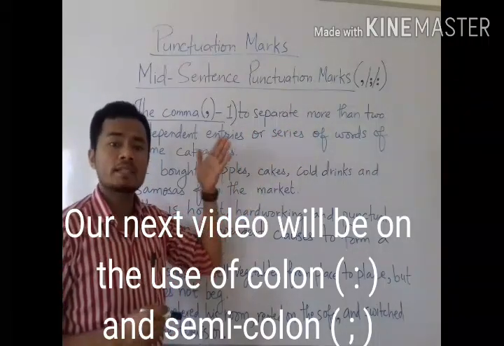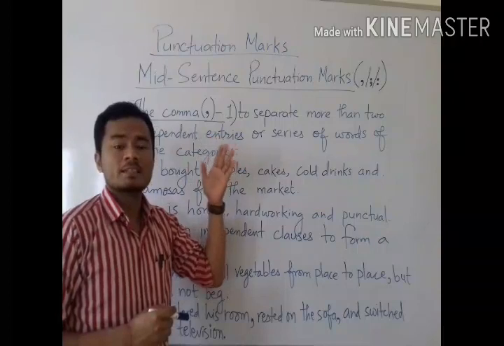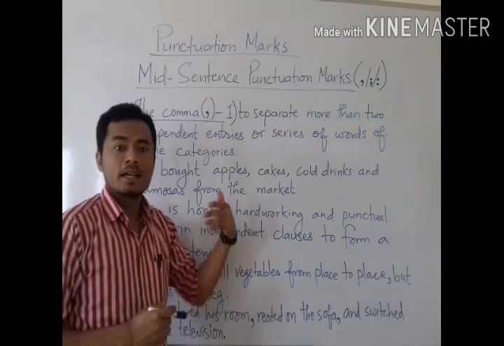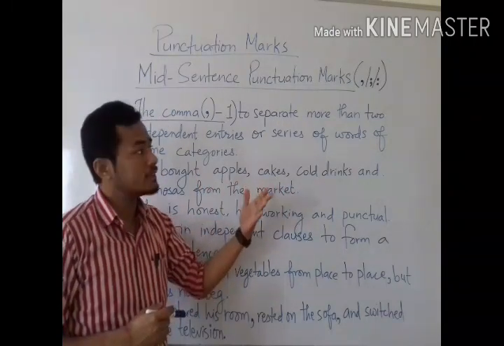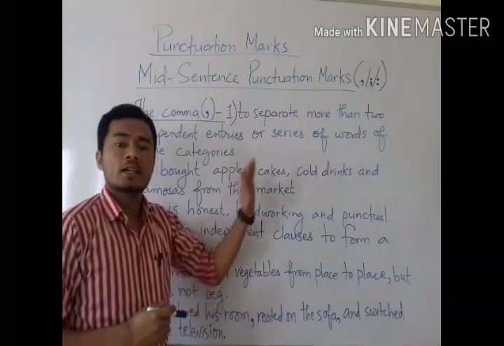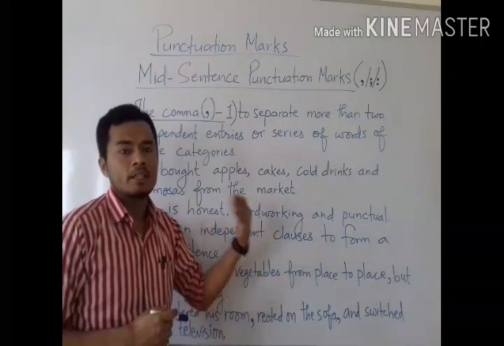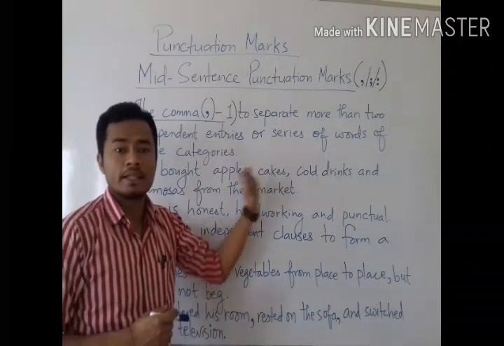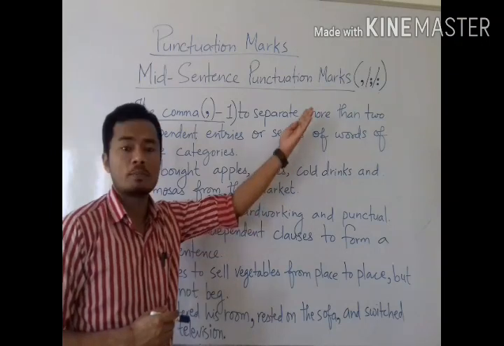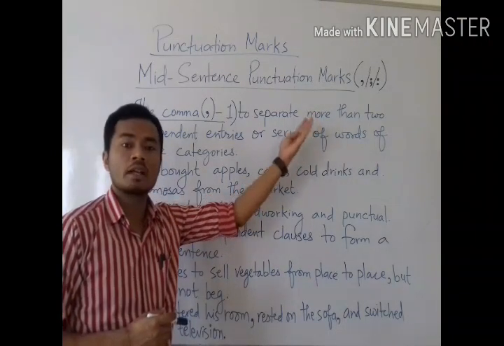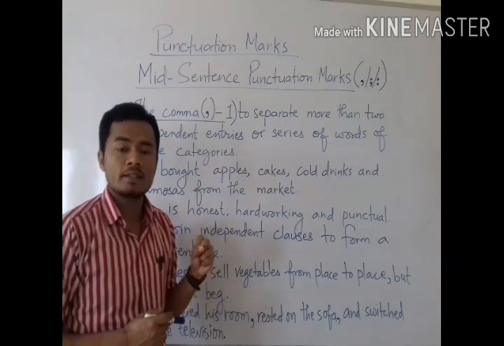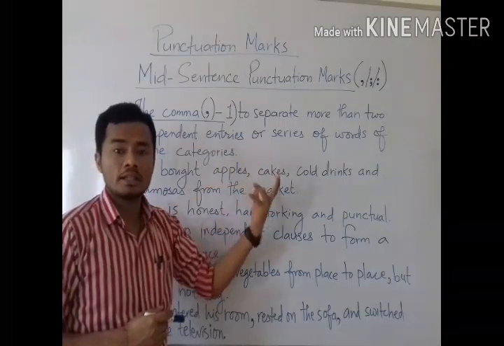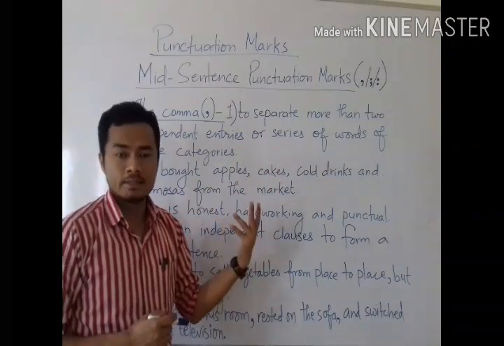So how are these mid-sentence punctuation marks used in sentences? They are used to separate words, to separate phrases, and to separate clauses, whether they are dependent or independent. These mid-sentence punctuation marks, three punctuation marks, comma, semicolon and colon, determine all of this. Now we will understand how to use the comma, semicolon and colon while we write sentences.